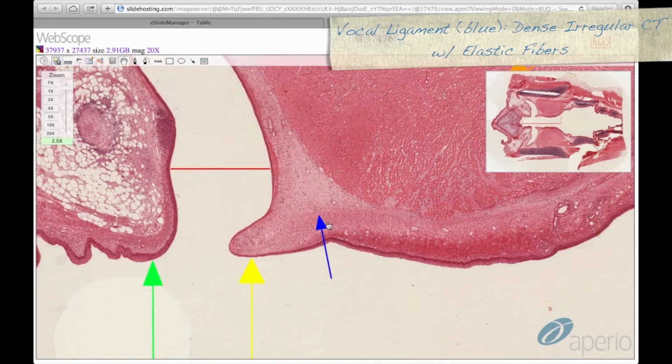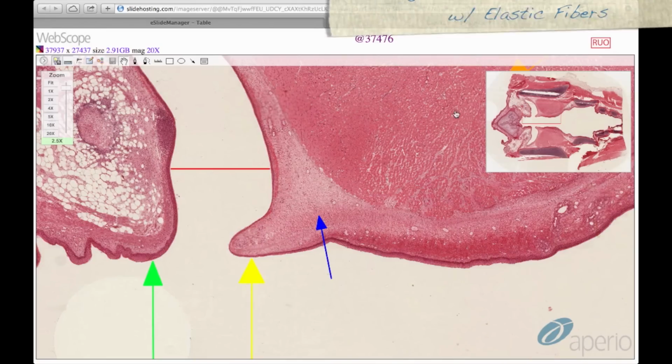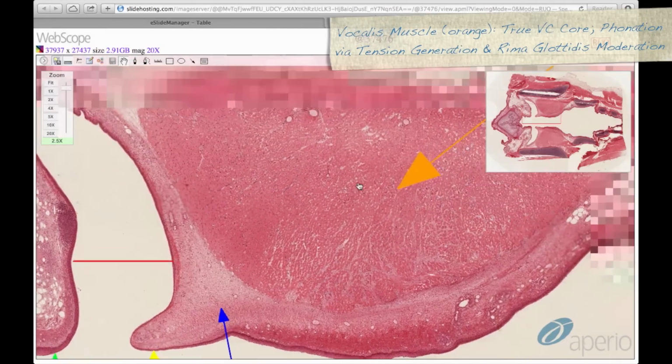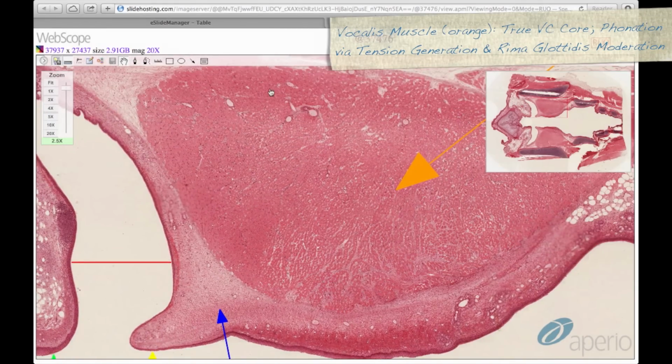It is made up of dense, regular connective tissue with elastic fibers. The vocalis muscle at the orange arrow makes up the core of the true vocal cord and is responsible for controlling phonation by generating tension and moderating the rima glottidis.